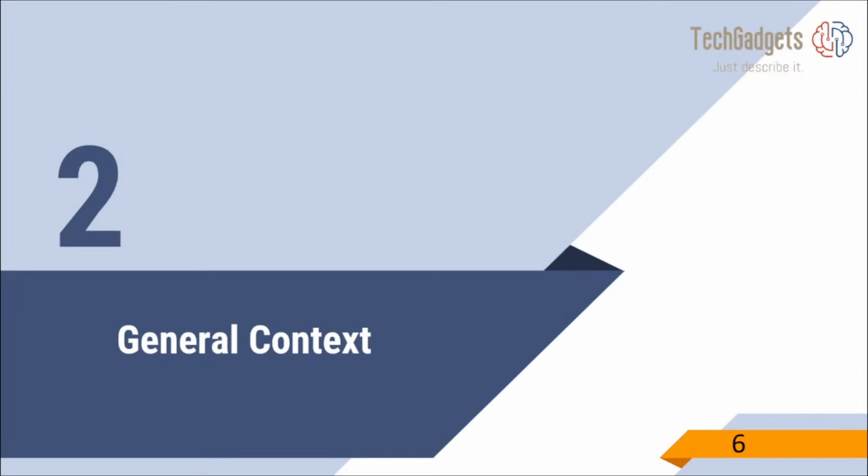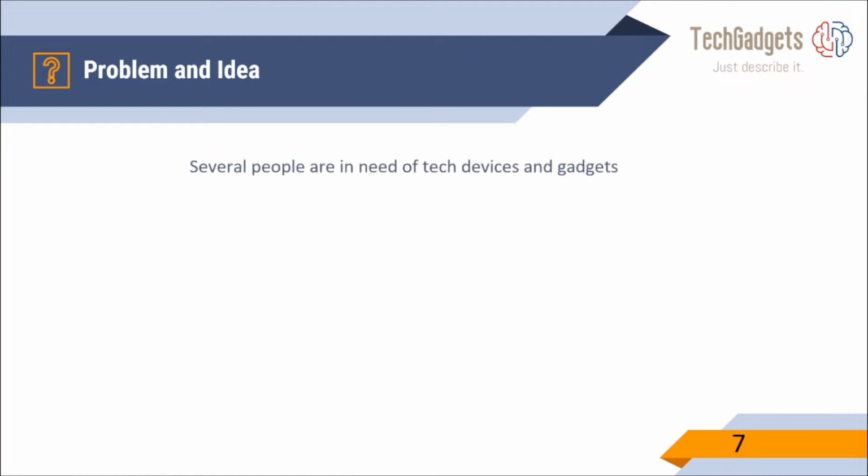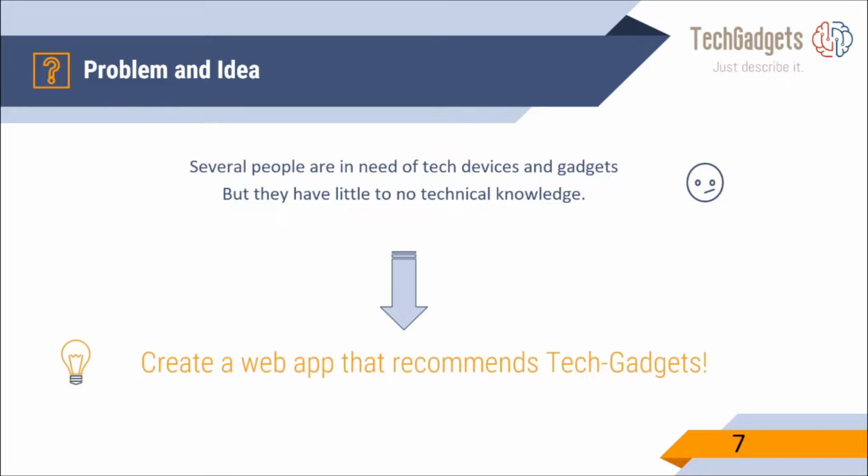So the context of our idea is this problem: many people need to buy a tech gadget, but they have little to no knowledge about the field. The solution that we came up with is creating a platform that will recommend gadgets for shoppers online.